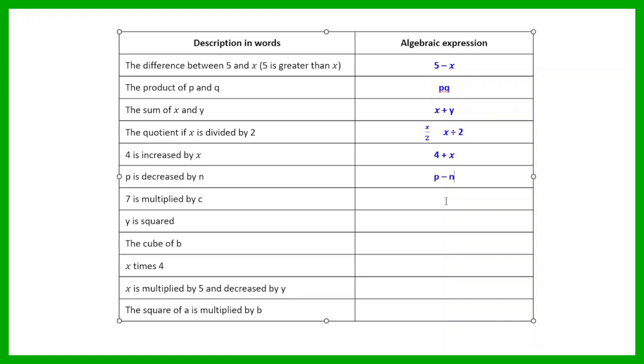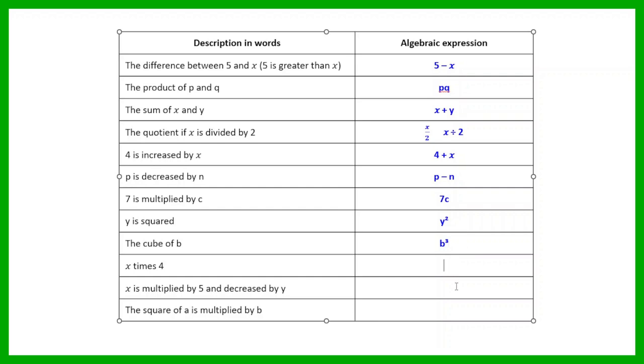Then we've got 7 is multiplied by c. So 7 times c is just 7c. Again, we don't need to write the times sign because it can't be confused with anything else. So we just write it as 7c. Next one is y is squared, so that's just going to be y squared like that. Then we've got the cube of b, so b cubed like that.